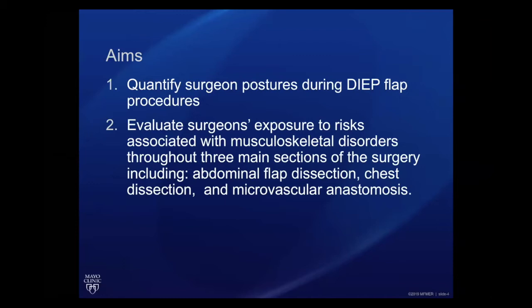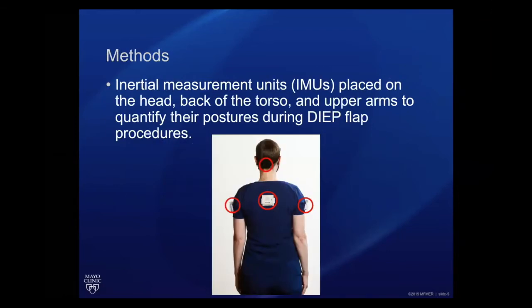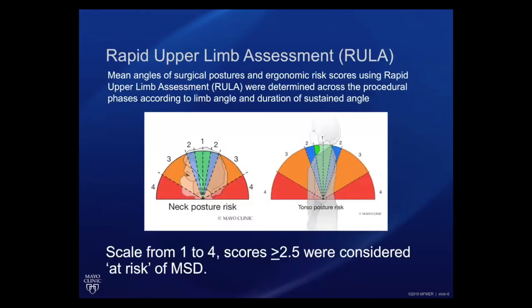We divided our surgery into 3 main parts: harvest of the abdominal flap, exposure of the internal mammary vessels, as well as the microvascular anastomosis. In order to assess our positions during the surgery, we placed inertial measurement units on the 2 primary surgeons. These were placed on the head, back of the torso, and both of the upper arms. And this allowed us to quantify our postures during the DIEP procedure.